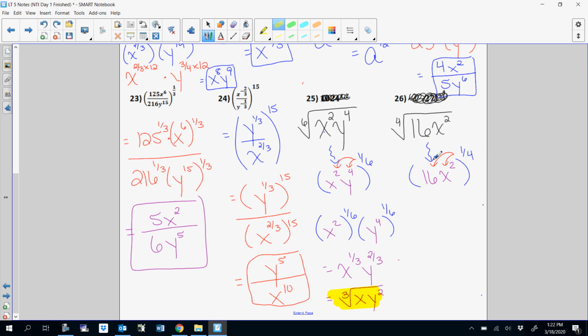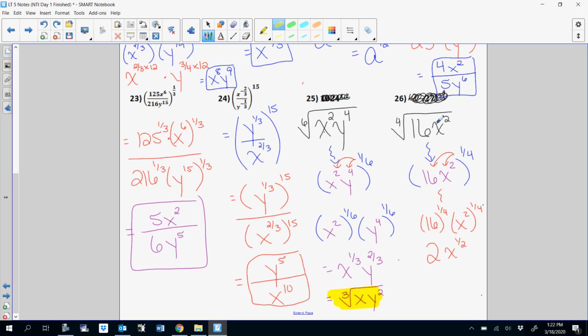When we use our exponent rules over here, something else reduces. 16 gets raised to the 1/4. X to the 2 gets raised to 1/4. So 16 to the 1/4, that is a perfect 4th power. If you look at your 4th power sheet, 2 to the 4th is 16. So that's like the 4th root of 16, it's 2. X to the 2 raised to the 1/4, you multiply your exponents, you get x to the 1/2.